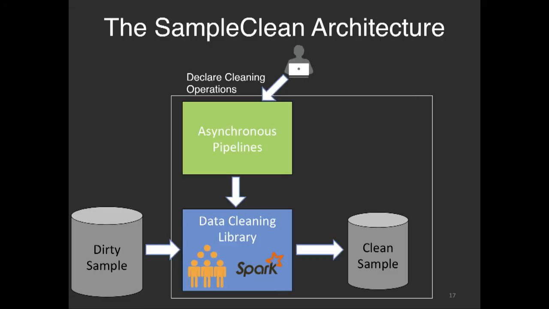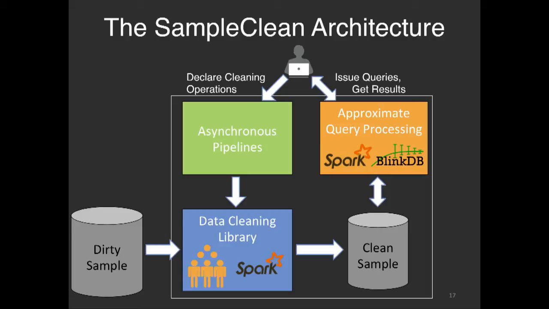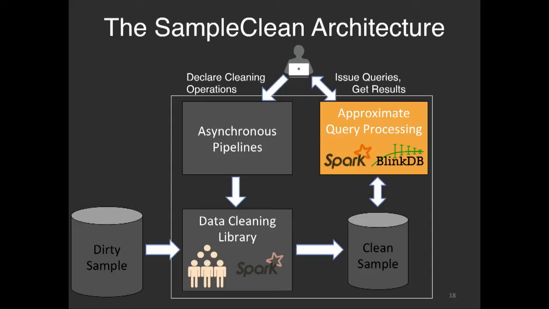And so the data cleaning library takes the dirty sample, takes the user's instructions from the pipelines, and outputs a clean sample over time. And then we have an approximate query processing module that lets users actually issue queries and get results. So I'd like to walk through each of these components one at a time. I'm going to start with approximate query processing.